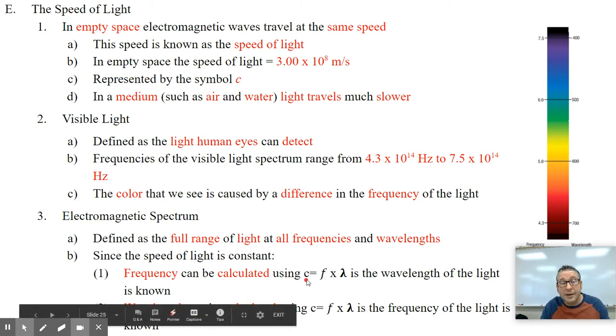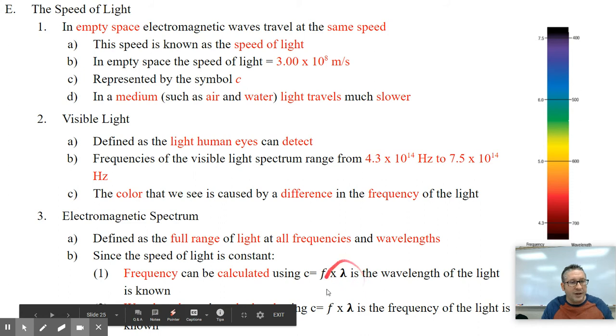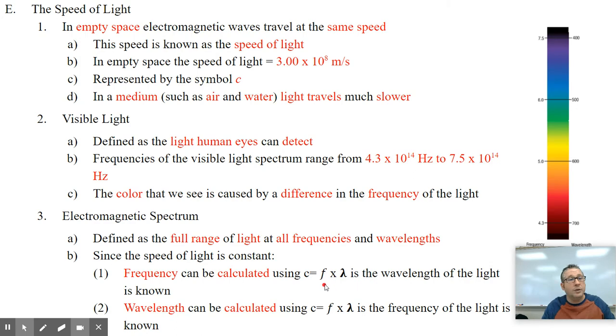Because c is always constant. It is the speed of light. So this c will always have a value of this in our calculations. Okay? So we just have to worry about rearranging this equation. Again, this is the same equation here for these two. Just rearrange it to solve for whatever we don't know and using what we do know to help solve for it.